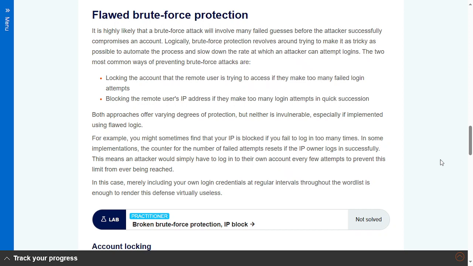For example, you might sometimes find that your IP is blocked if you fail to log in too many times. In some implementations, the counter for the number of failed attempts resets if the IP owner logs in successfully. This means an attacker would simply have to log into their own account every few attempts to prevent the limit from ever being reached. In this case, merely including your own login credentials at regular intervals throughout the word list is enough to render this defense virtually useless.